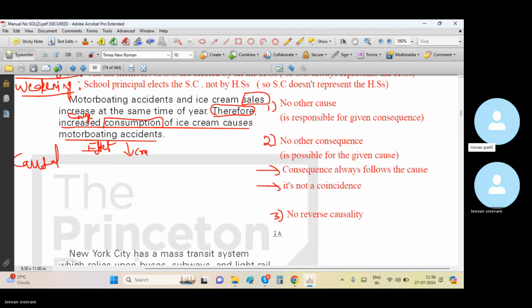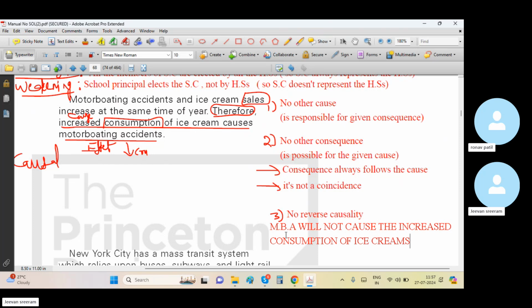No reverse causality means, if the mentioned causality is that increased consumption causes motor boating accidents, reverse causality would mean motor boating accidents cause increased consumption. No reverse causality means motor boating accidents will not cause increased consumption of ice cream, right? Motor boating accidents will not lead to increased consumption of ice cream. This is also one of the things the author believes, based on which this argument is framed.